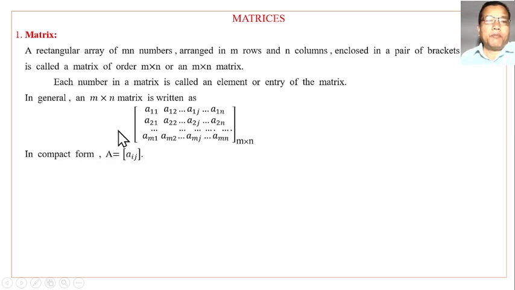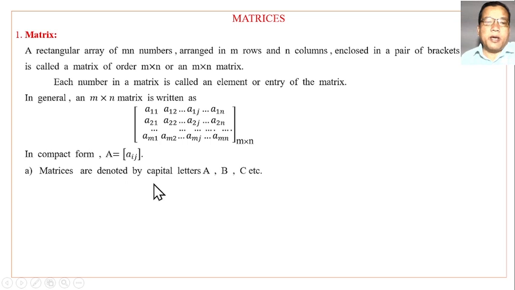In compact form, matrix A is written as A of suffix ij. The general element is the symbol aij, the element occurring in the ith row and the jth column.